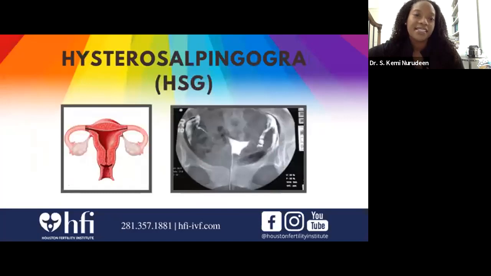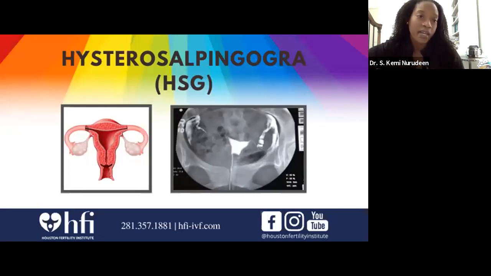Now, this next test is called the hysterosalpingogram, or HSG. The hysterosalpingogram is typically what a lot of patients may even have done even before coming to see a fertility specialist. It's the same type of X-ray test that I just mentioned that we do with the hysteroscopy, except it's done in a radiology suite. There's no anesthesia involved. They actually can place the catheter into the uterus and place the fluid and actually see things on X-ray really quickly.